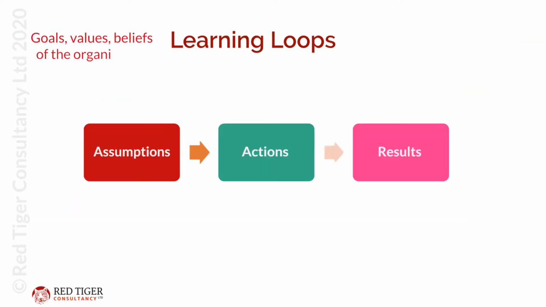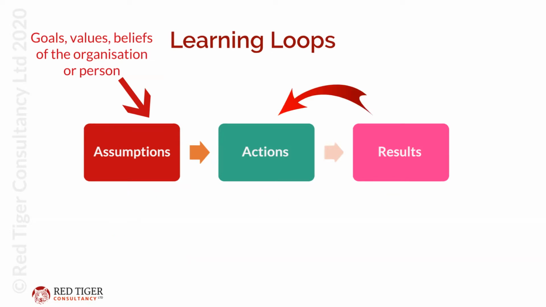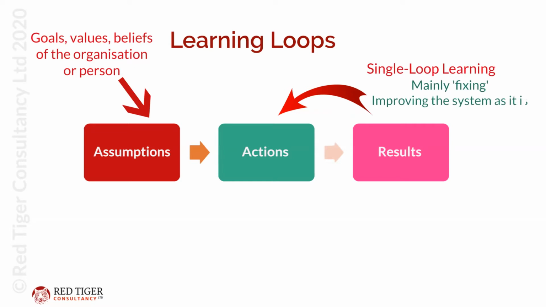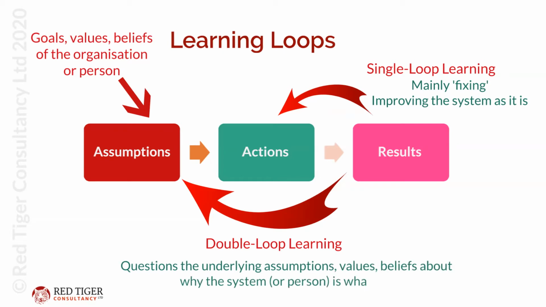The model starts with what are described as assumptions. These can relate to a person or the organization and are based on the way we, or one, does things around here. Our actions are thus based on these assumptions, and these lead to the results we get. Single-loop learning is generally attempting to improve the system as it is, and does not question whether the underlying assumptions are correct. Double-loop learning challenges these assumptions, and as a result can potentially transform the system.